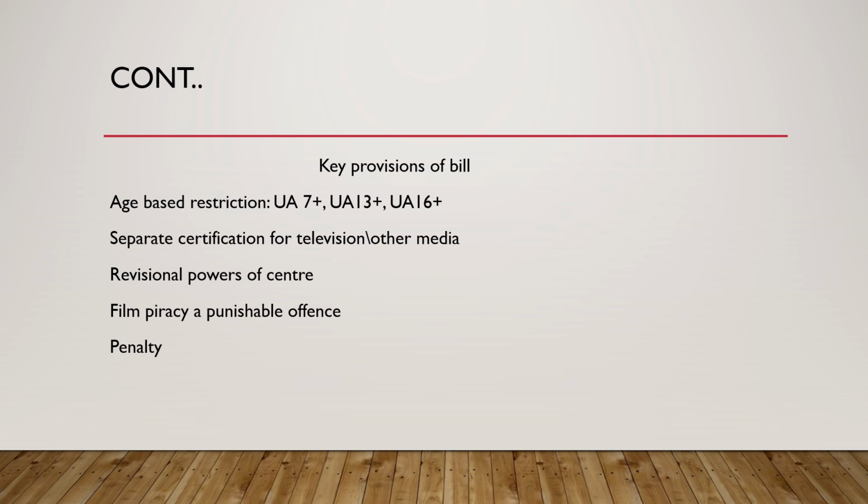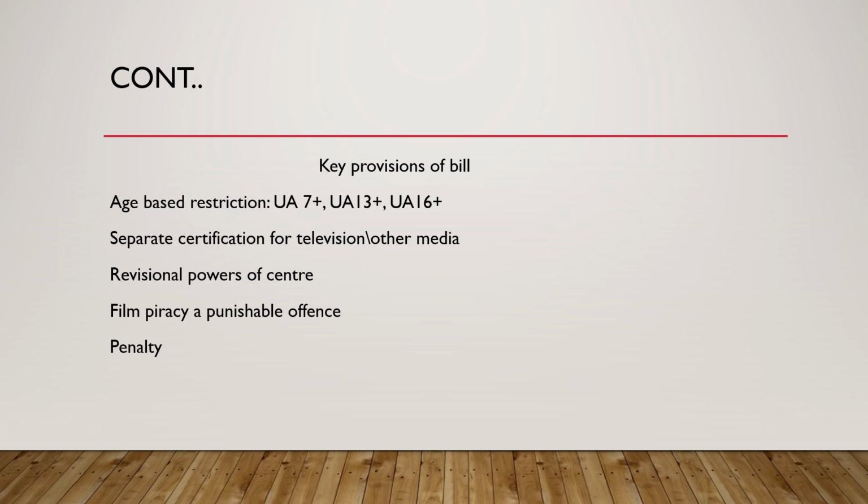Now, what are the key provisions of the amendment bill? Here we have age-based restrictions. For example, U stands for universal, A stands for adult, UA without restriction. But we would decode these things first. U stands for universal, without any restriction. UA is also without any restriction but subject to guidance of parents or guardians. Then A, only for adults.